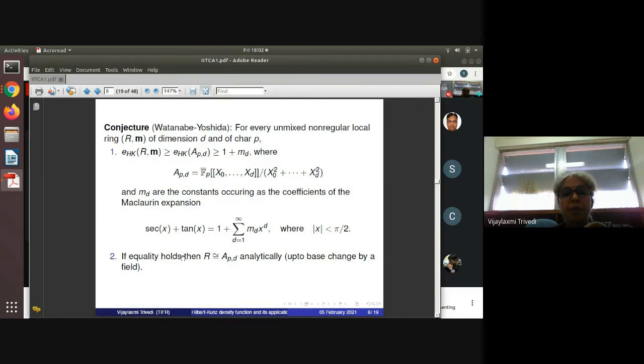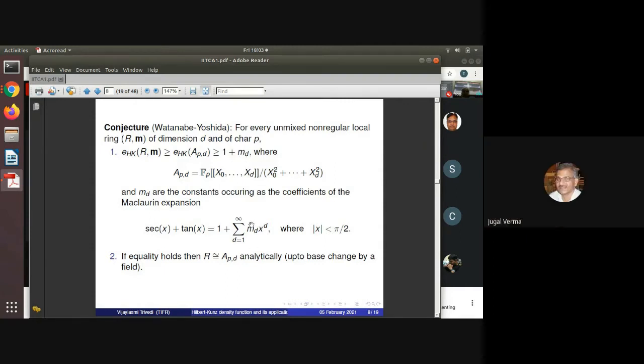In its entire form, I think it has been proved up to dimension less than or equal to 6, and for rings of various lower multiplicities, etc. I'll come back to this later. The other feature of this conjecture is that any quadric hypersurface in characteristic p has a characteristic-free lower bound, which is 1 plus m_d. These m_d are the Maclaurin coefficients of the Maclaurin expansion of sec x plus tan x, and you can think of m_d as an integer mod d factorial.